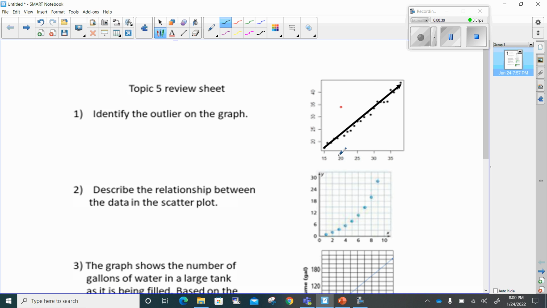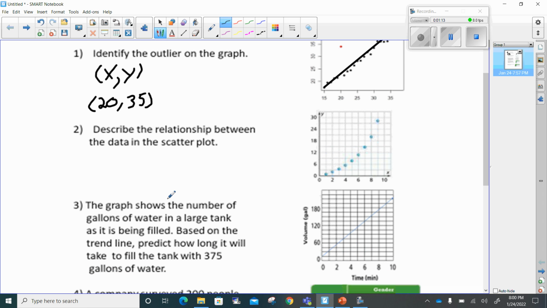So to identify the outlier, we'll find the x-coordinate, because remember, we always write everything as a coordinate in x, comma, y. Our x would be 20. And my y would be, looks like 20, 25, 30, 35. And that's how we identify an outlier.